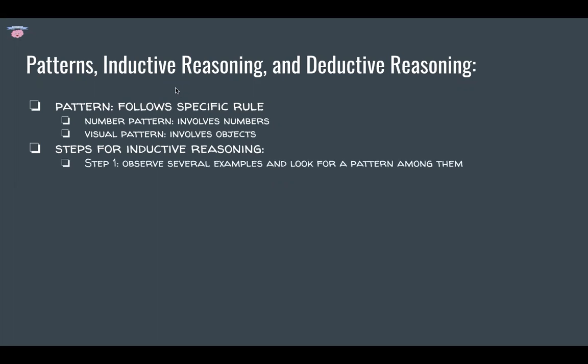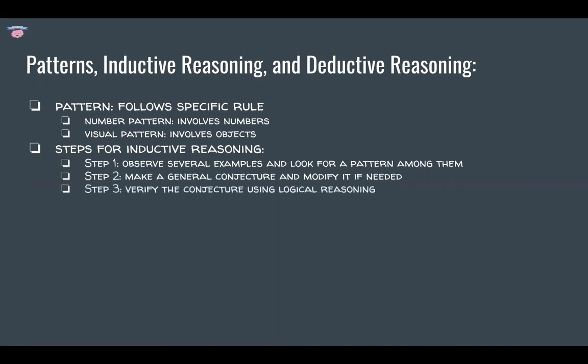So the steps: first, you observe several examples and look for a pattern among them. Second, you make a general conjecture and modify it if needed. Step 3, verify the conjecture using logical reasoning. And this is where deductive reasoning comes in. But first, I'll give you an example of inductive reasoning. Let's say that we have to prove that when you multiply 4 by any number n, the result would always be even. This doesn't have to do with geometry, but it's just to prove using inductive reasoning.